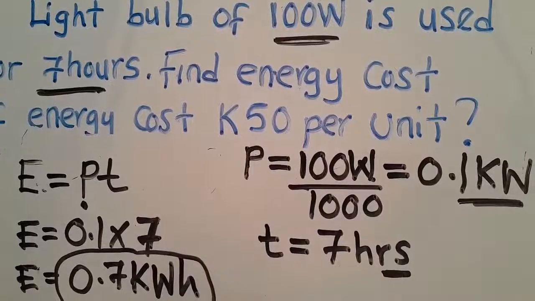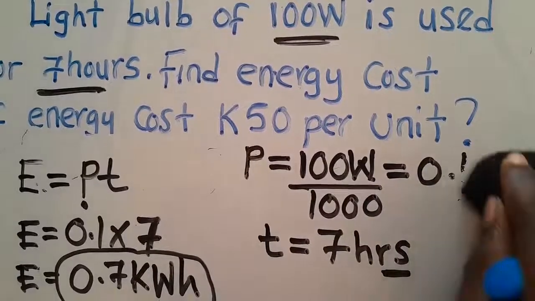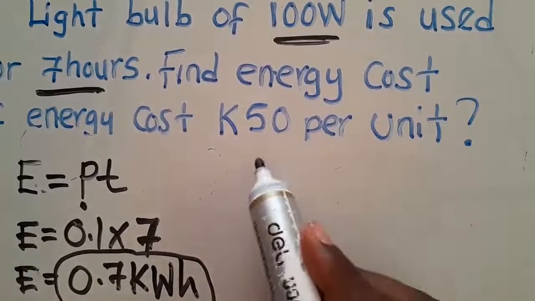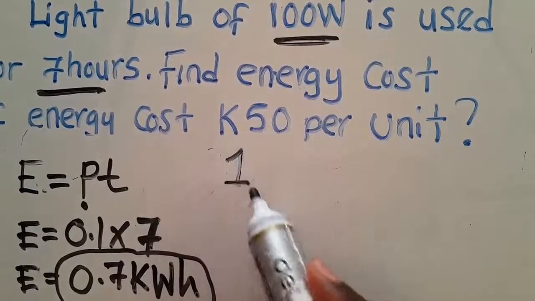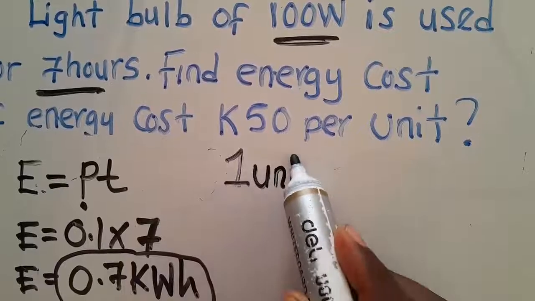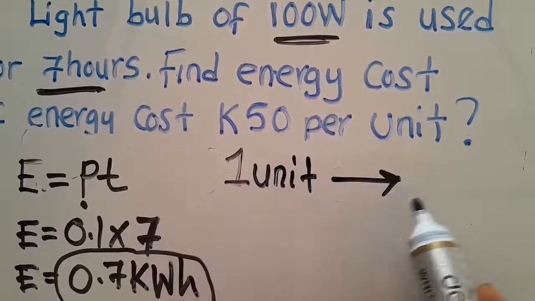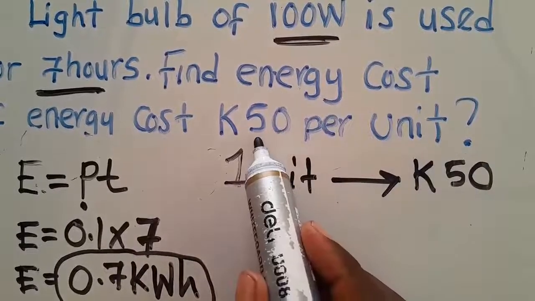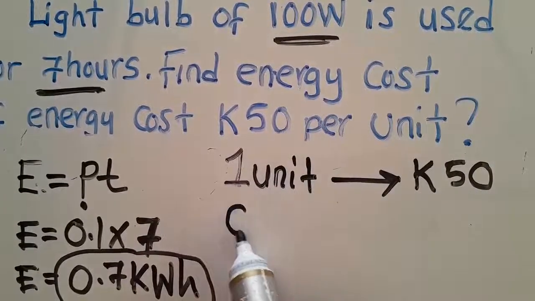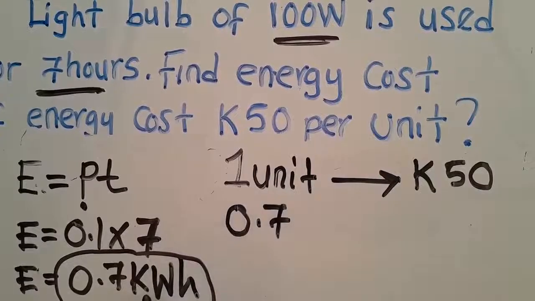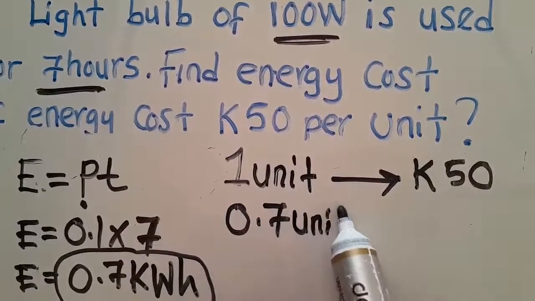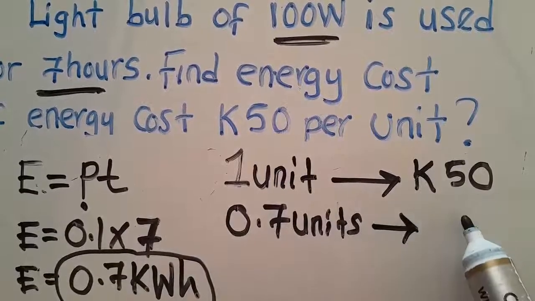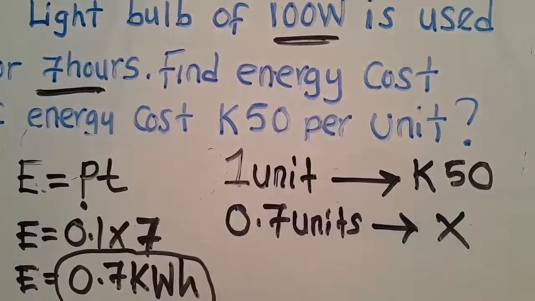So after finding the energy, the next thing that you are going to do is to say, according to the data that you're given, you know that 1 unit is equal to 50 kwacha. This is what we are given, 50 kwacha per unit. Then what about 0.7 units? You can put units or kilowatt hour, there's no problem. Is equal to what? X, we don't know.